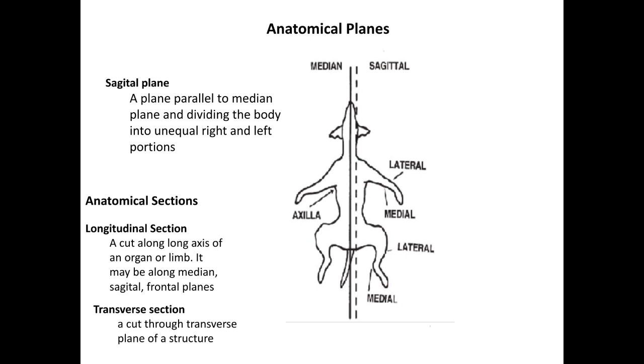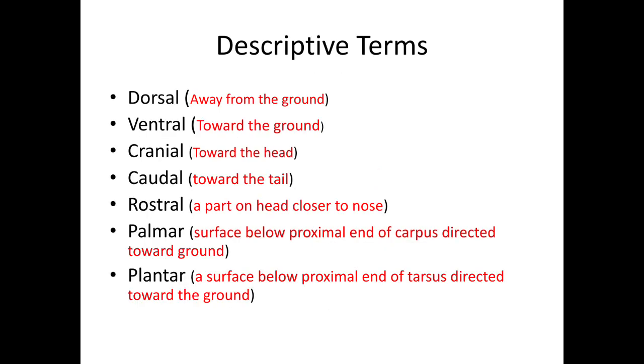Longitudinal and transverse sections are different sections which we take within an individual. The longitudinal section refers to the cut along the long axis of an organ, the limb, or the body of an individual. It may be along the median plane, sagittal plane, or the frontal plane. And the transverse section is the cut along the transverse plane, like transverse section of liver, transverse section of kidney. These terms refer to transverse sections.